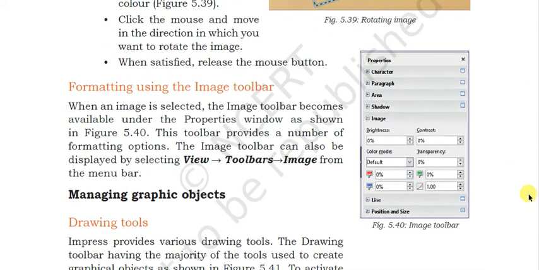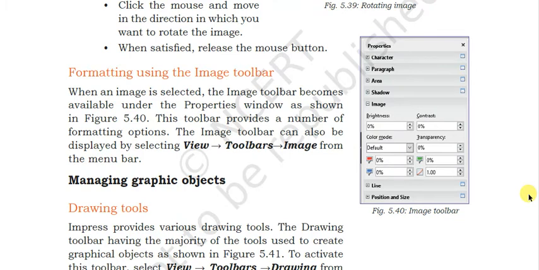You can also do the formatting using the image toolbar. The toolbar is available under the View menu, then Toolbars, then Image. All the properties that are there for the image, you can change according to your wish, and you can see the result in the slide.